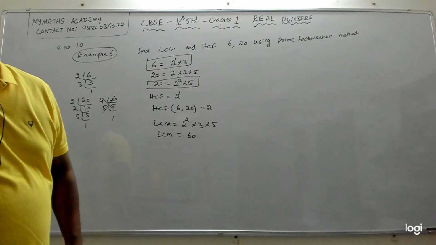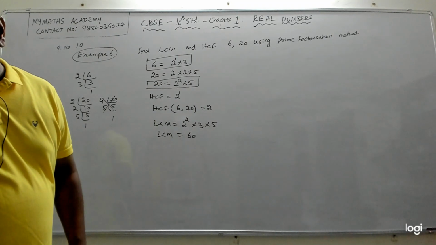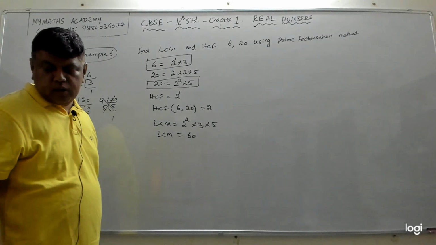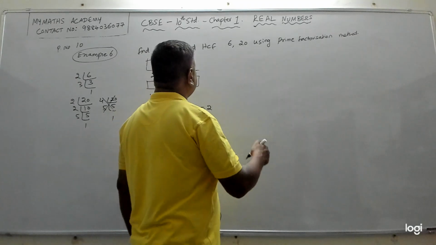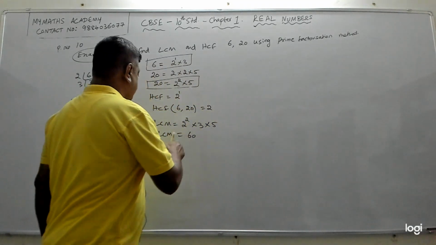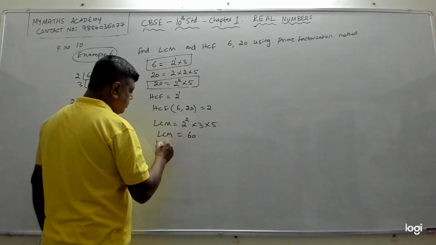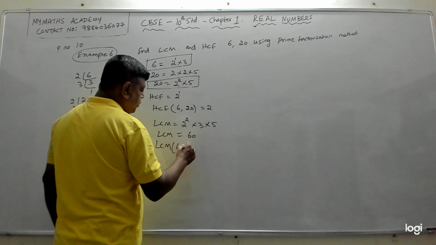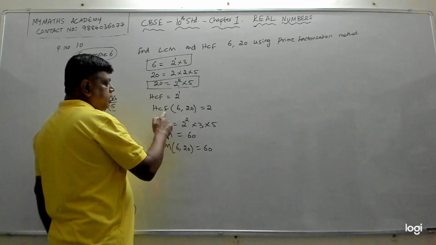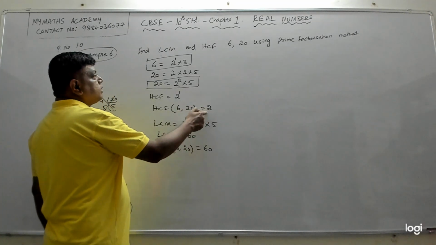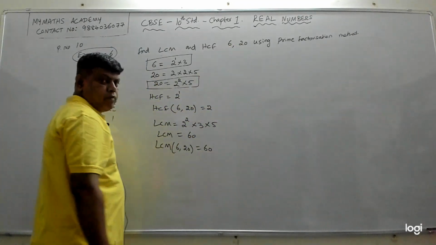Before that, we should know one more relationship between HCF, LCM and the two numbers. Whenever we are finding the LCM of two numbers, here we will write LCM of 6, 20 is equal to 60, which means the LCM of these two numbers is 60. Here the HCF of these two numbers is 2. The given numbers are 6 and 20.